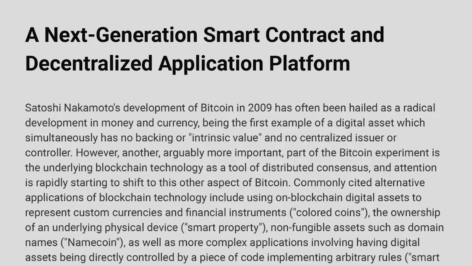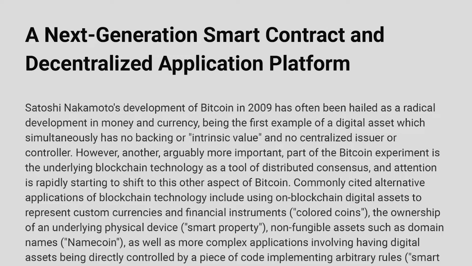Satoshi Nakamoto's development of Bitcoin in 2009 has often been hailed as a radical development in money and currency, being the first example of a digital asset which simultaneously has no backing or intrinsic value and no centralized issuer or controller. However, another, arguably more important, part of the Bitcoin experiment is the underlying blockchain technology as a tool of distributed consensus, and attention is rapidly starting to shift to this other aspect of Bitcoin.